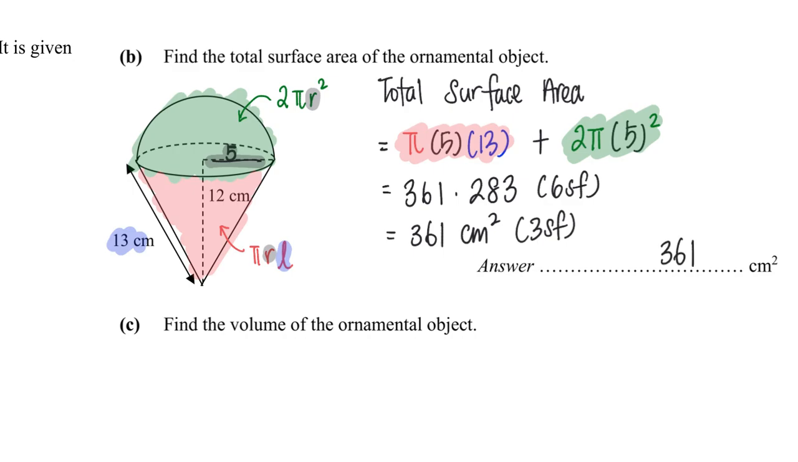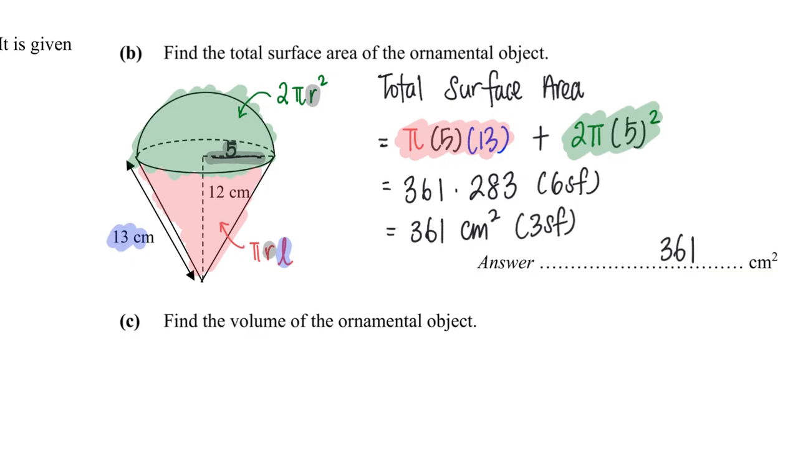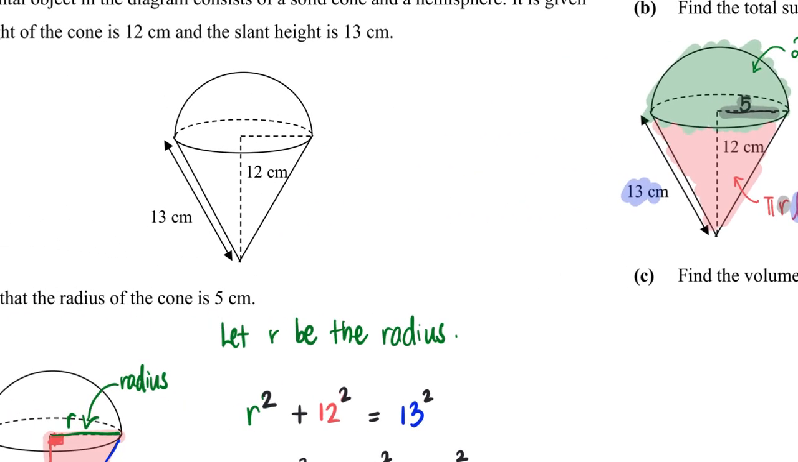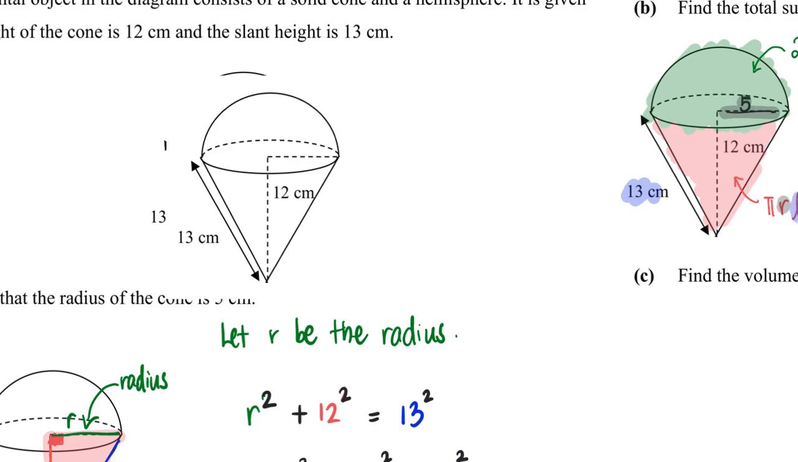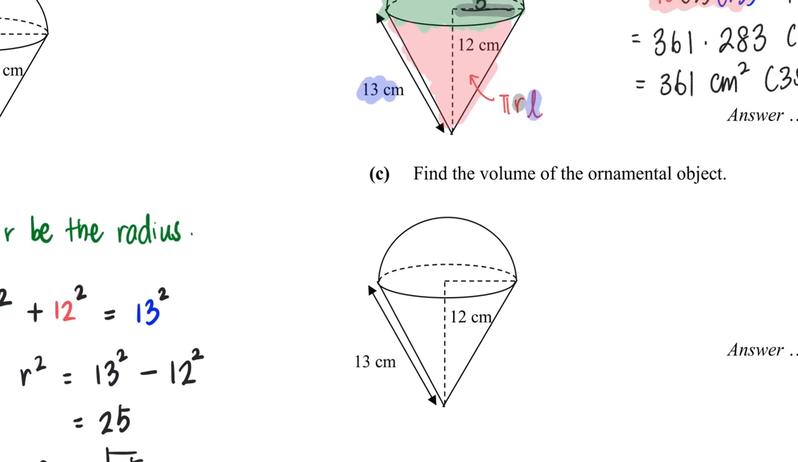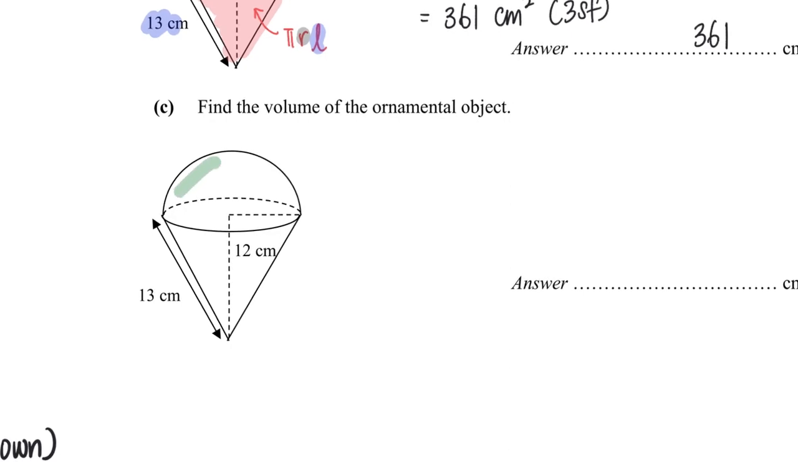And find the volume of this ornament. So going back to this, I'm going to just do this so that it's easier for us. Again, I'm going to see this as two separate volumes. For the hemisphere, volume will be 2 over 3 pi r cubed. And volume of a cone would then be 1 over 3 pi r square h.